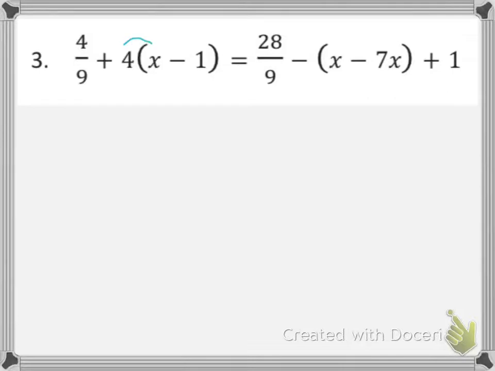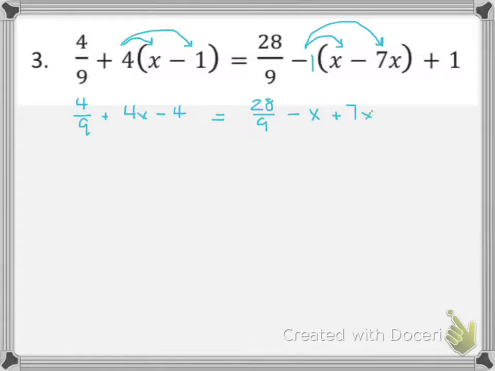Distributive property. So we're going to start with 4/9 plus 4 times x is 4x. And then a 4 times a negative 1 is a negative 4. And that's equal to, let's see, 28/9. And then this is a negative 1 that needs to be distributed. So that's a negative x, negative 1x or negative x. And then negative 1 times a negative 7 is a positive 7x. All right, and then plus 1.